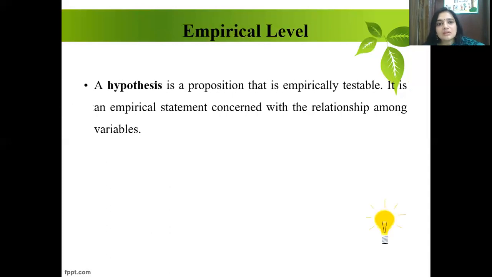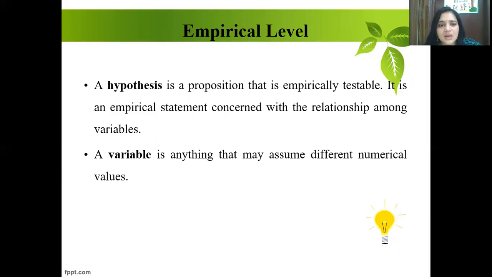And at the empirical level, we talk about the same thing, but we'll be talking in numbers. A hypothesis is a proposition that is empirically testable. It is an empirical statement concerned with the relationship among variables. We are talking about variables here, like I just mentioned, age and height. A variable is anything that may assume different numerical values, right?